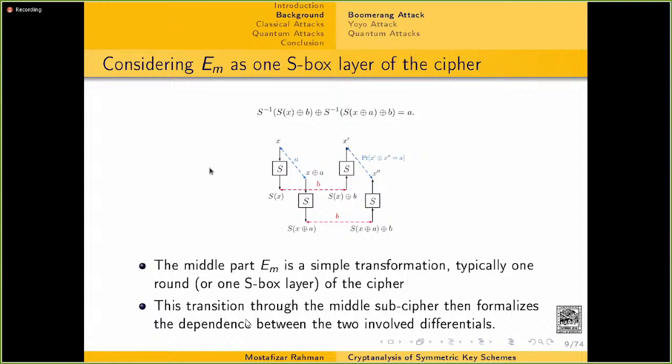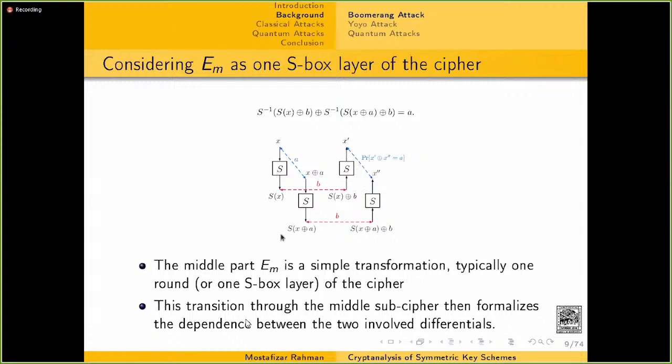Now, there are two scenarios. Suppose the value of A is 0. In that case, we know that this X and X XOR A are essentially the same value. So whatever this B may be, irrespective of the value of B, we will always get this value. So this is the special scenario of the ladder switch.